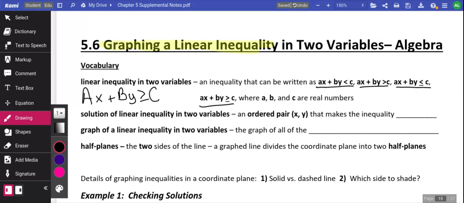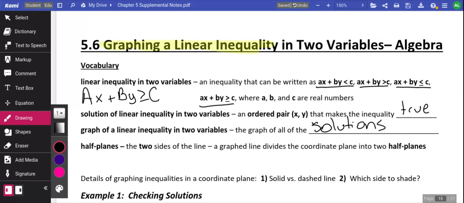All right, so a solution of one of these linear inequalities, well, that's just an ordered pair that makes the inequality true. So a solution of an equation is basically any point that falls along that line, but an inequality is going to have way more solutions because it's not just everything that falls on the line, it's everything that falls on that half of your coordinate plane. All right, so the graph, like I was just saying, the graph of this is the graph of all of the solutions to that inequality.